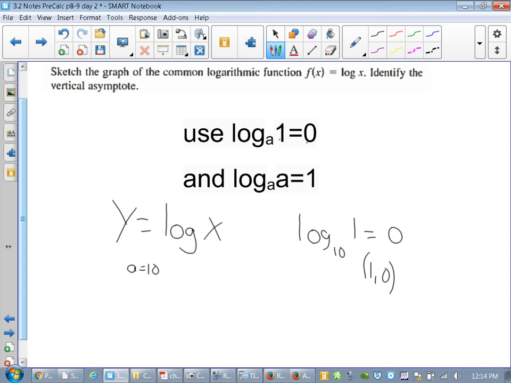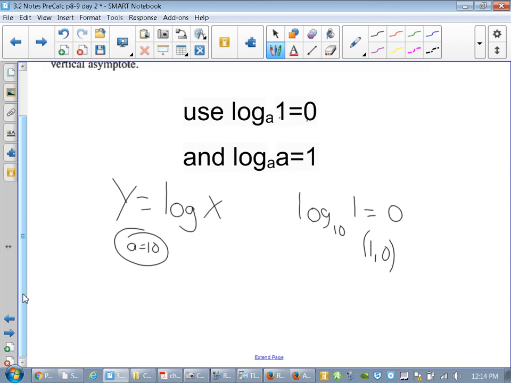And then if I do that again with the values of, if I pick 10, because my value of a is 10, that's going to equal 1. So that means my other ordered pair would be at 10 and 1.